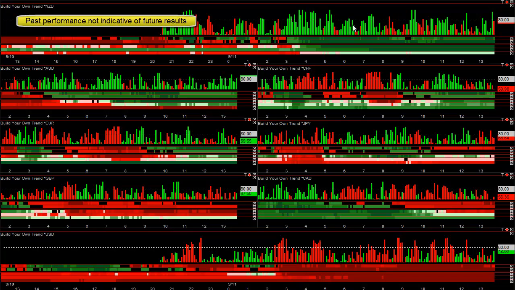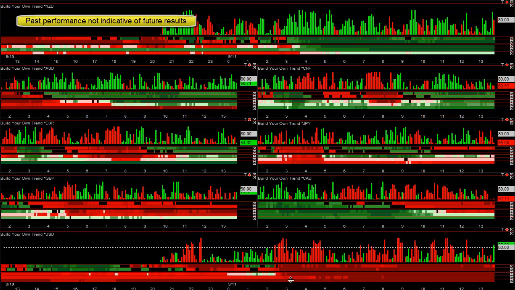So the New Zealand, obviously the real-time trend strength, 15-minute trend, hourly, daily, weekly, and the bottom one is the monthly. You can trade, and especially scalp, just using the real-time tool. But it's always good to see longer time frame trends line up.